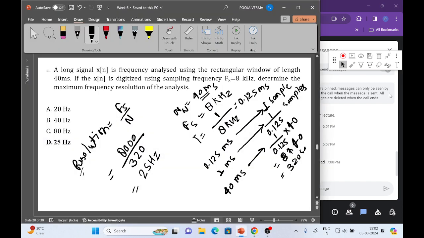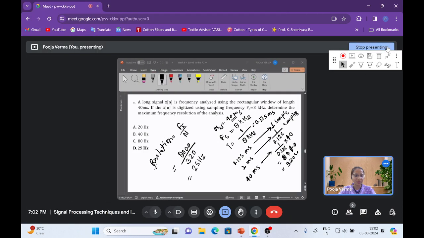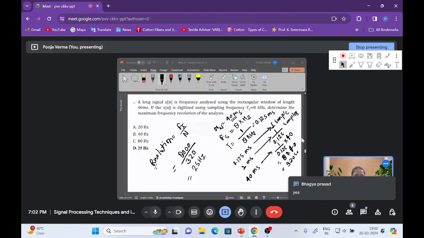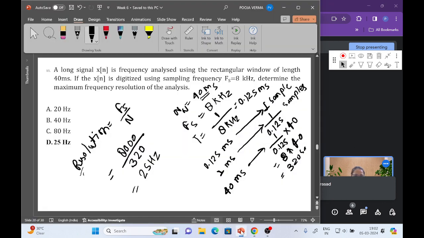Yeah, please carry one calculator so that you can solve this question right now. I hope all of you are solving with me also. So have you got this question? Everyone got it? Okay, great.